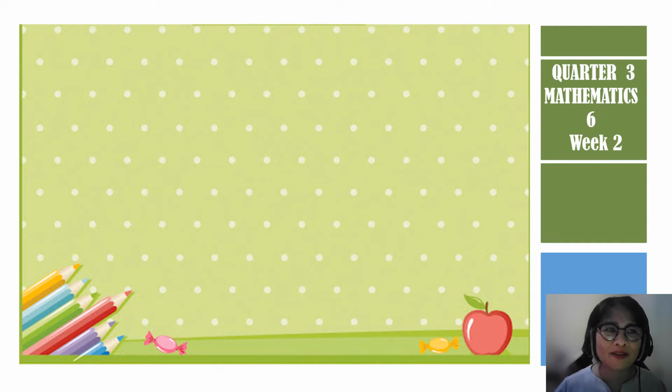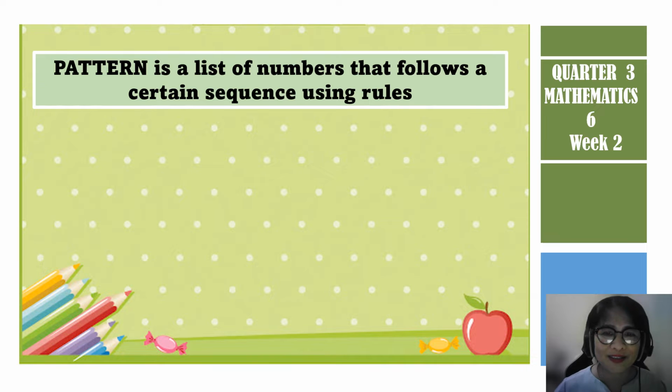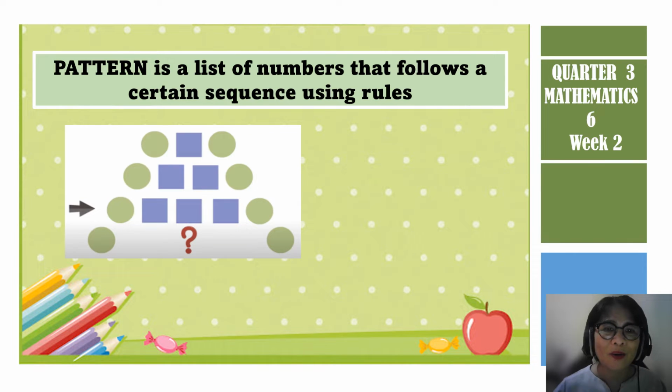Let us talk about the pattern before we formulate the rule in finding the end term. What is a pattern? A pattern is a list of numbers that follows a certain sequence using rules. Ang pattern ay isang talaan ng numbers na ayon sa pagkasunod-sunod batay sa rule na gagamitin upang makuha ang tamang sagot. Halimbawa ng pattern na nasa larawan.